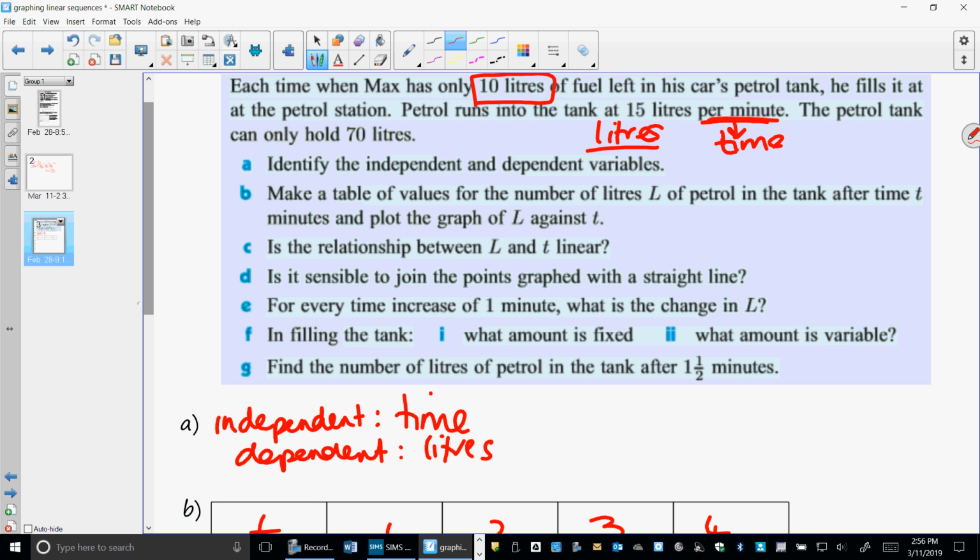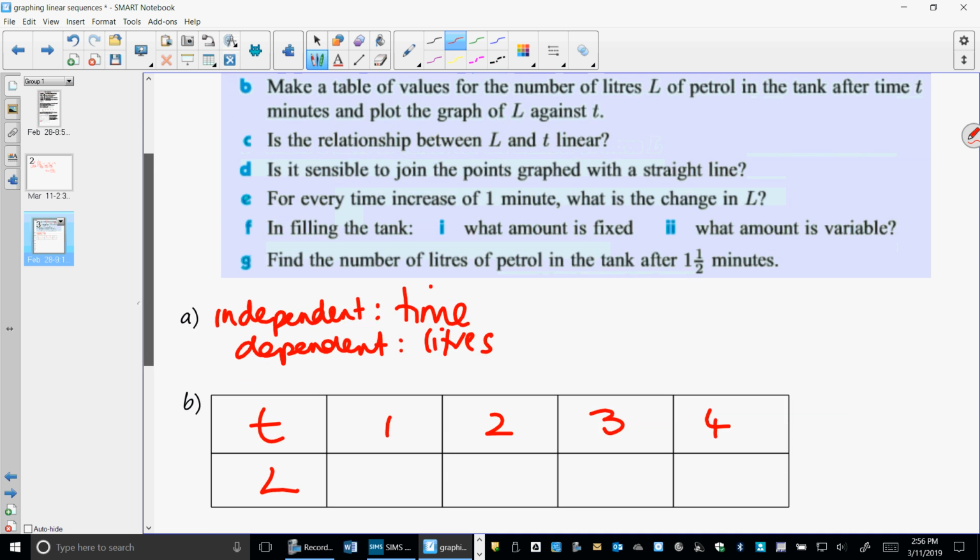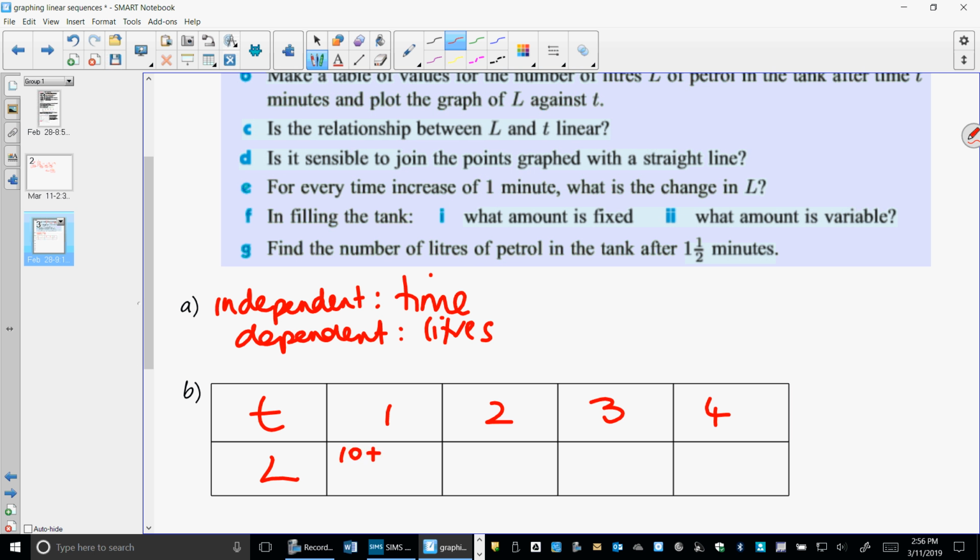So after 1 minute, how many litres are we going to have in the tank? Have a think about this. We've got 10 litres already, and we're going in at 15 litres per minute. So how many litres are we going to have after 1 minute, Jade? 25. Good, 25. So I'm going to write here 10 plus 15, because my 10 was how much petrol I had in the tank, and then 15 was because it was 1 minute. Oh, so you plus that? I thought you had to times them. No, so we would add them.